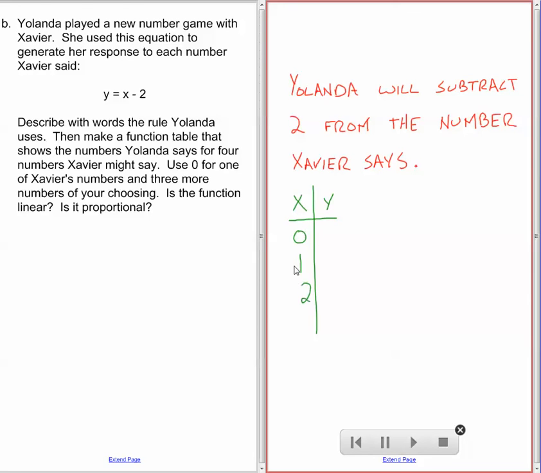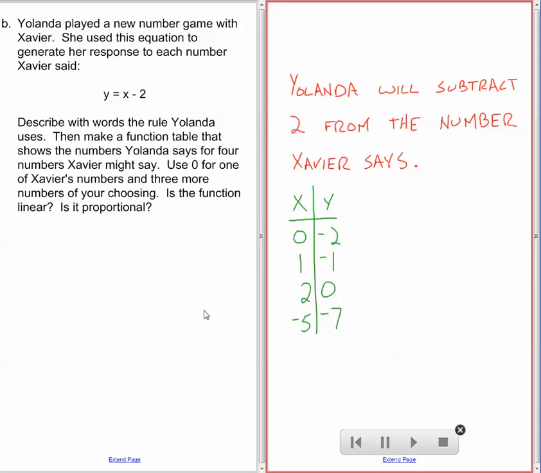Javier's going to say 0. I'm going to make him say 1, 2, and just for fun, I'm going to make him say a negative number too. And here are the numbers that Yolanda will say. If Javier says 0, Yolanda will say 2 less, negative 2. Javier says 1, Yolanda will say 2 less, negative 1. Javier says 2, Yolanda will say 2 less, 0. Javier says negative 5, Yolanda will say 2 less, negative 7.